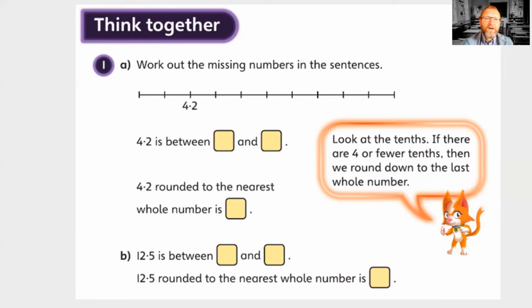Think together. Question 1A. Work out the missing numbers in the sentences. Question 1B. 12.5 is between what and what?